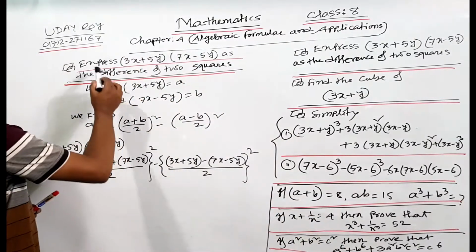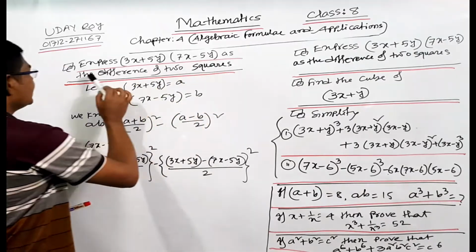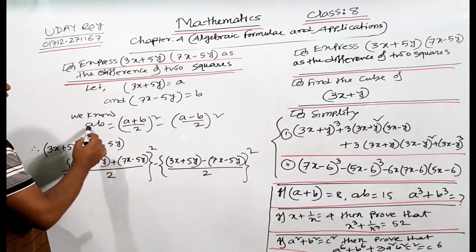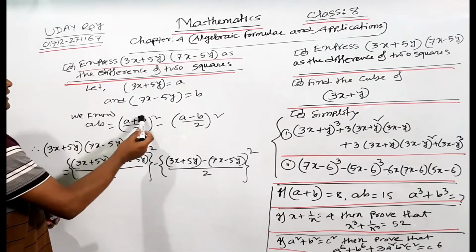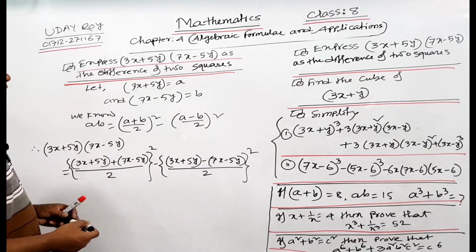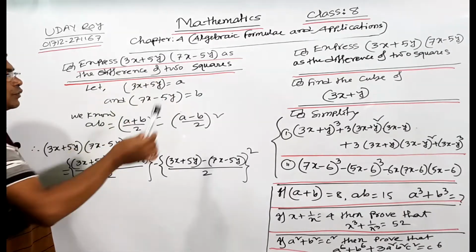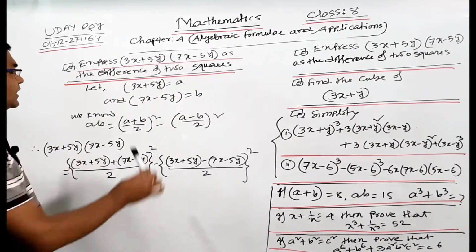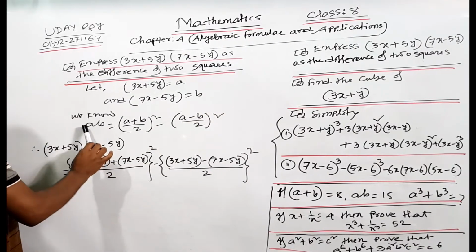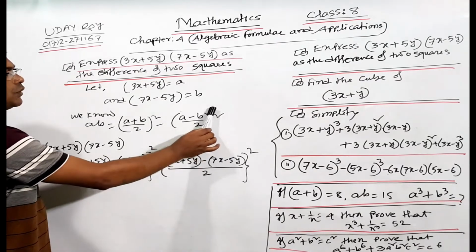Here is: express (3x plus 5y) into (7x minus 5y) as the difference of two squares. We all know the rules and corollary: ab equal to ((a plus b) by 2) whole square minus ((a minus b) by 2) whole square. At first, here is the math described x and y, so we have to take a and b. So this equal a and this equal b. ab equal to ((a plus b) by 2) whole square minus ((a minus b) by 2) whole square.